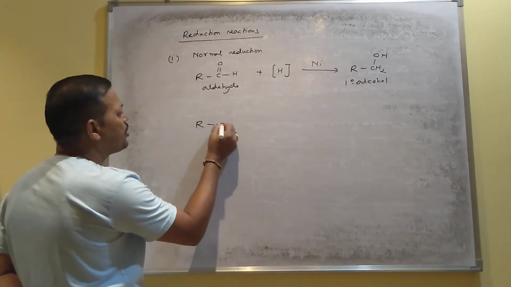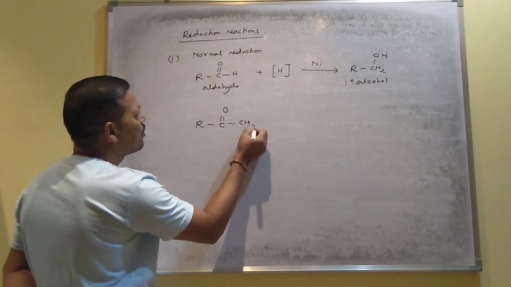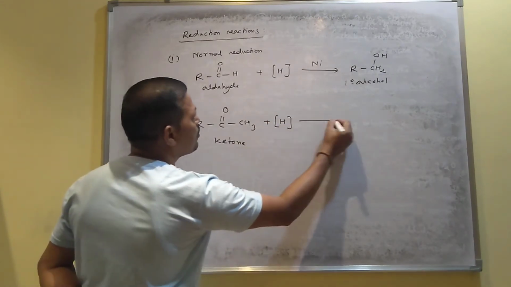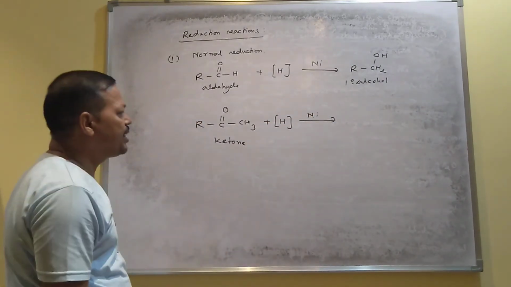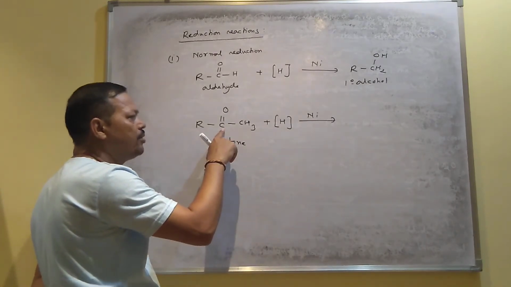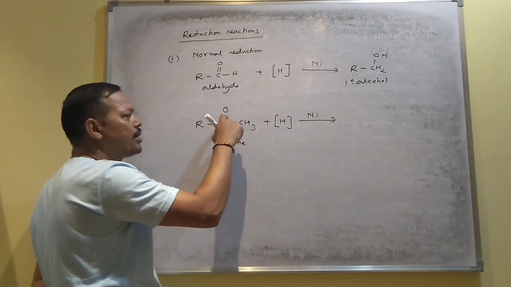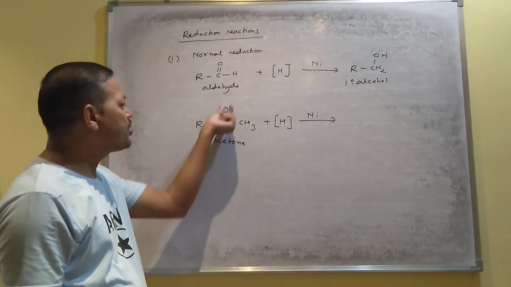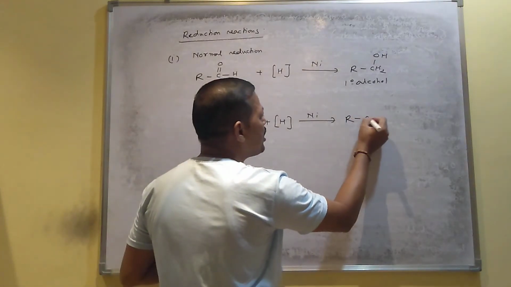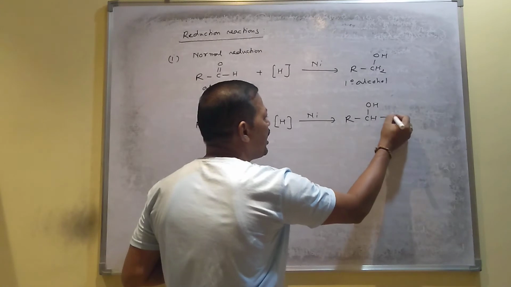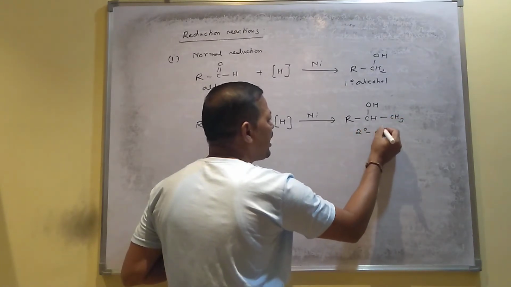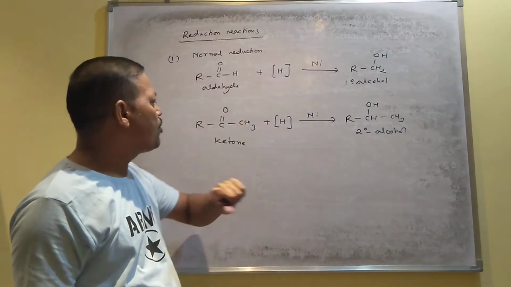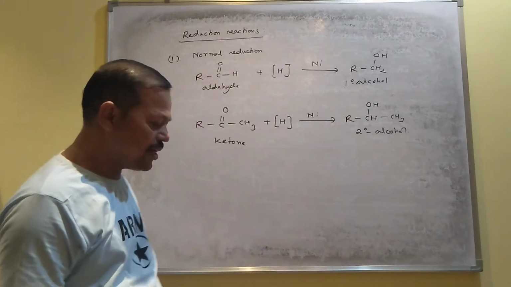Similarly, if you take a ketone like this as an example and do reduction in the presence of the reducing agent nickel, then one hydrogen you add to carbon, one hydrogen you add to oxygen, and the double bond will be converted to a single bond. You know reduction means addition of hydrogen. So just addition of hydrogen takes place, the double bond is converted to a single bond, and you will get the corresponding alcohol. But ketone always gives a secondary alcohol. So aldehyde on reduction gives primary alcohol, ketone on reduction gives secondary alcohol.